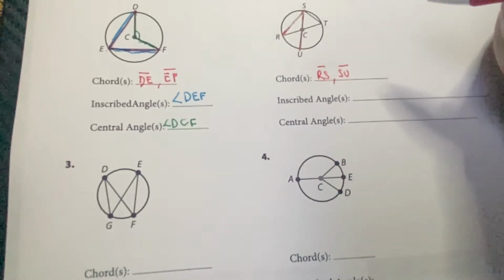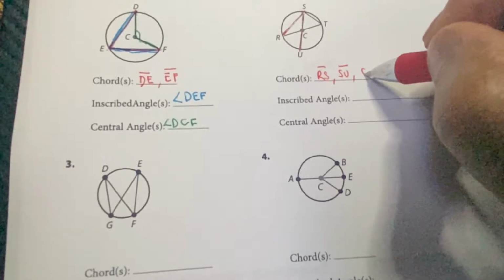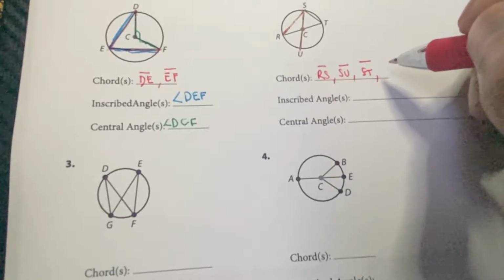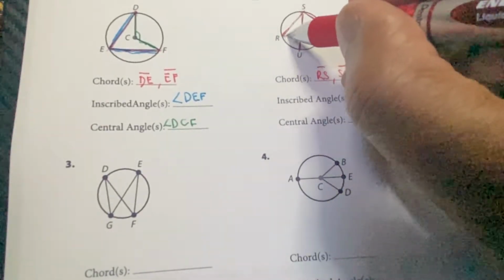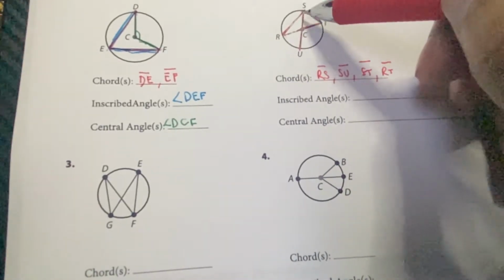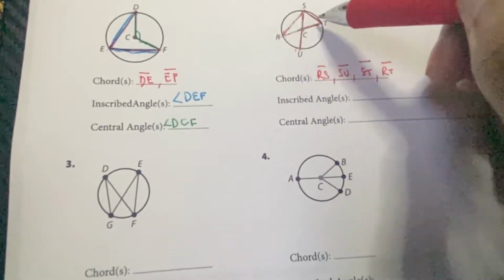And this one is ST, right here, ST. And this one is RT. So these are my chords, line segment RT. So point, point, line, point, point, line, point, point, line, point, point, line.